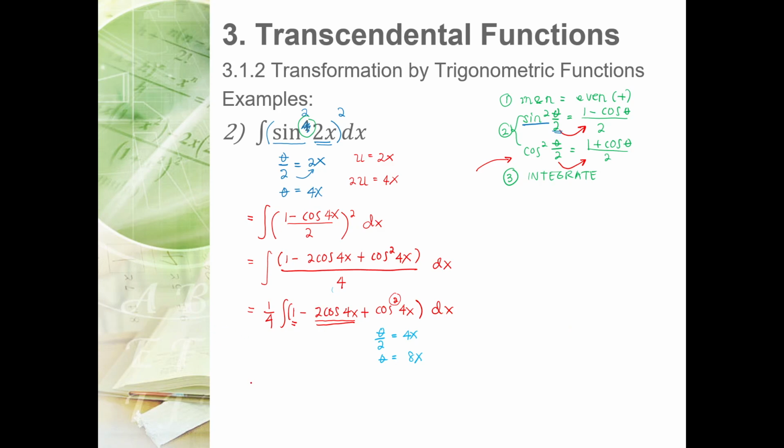So what happens is we have 1/4 integral of, so bracket first, 1 minus 2 cosine 4x, okay, and then plus 1 plus cosine 8x all over 2 dx.